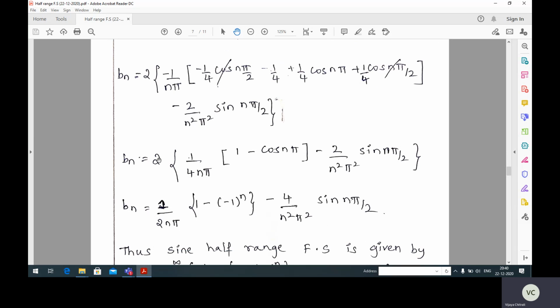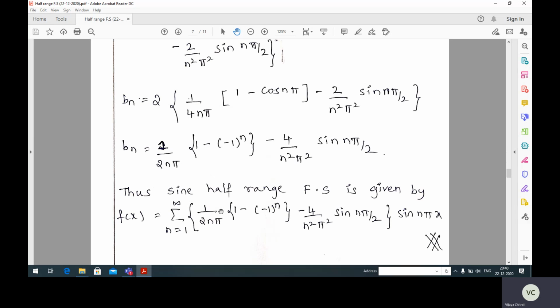And the rest is to multiply this 2 to this and this term. Multiplying 2 to this, 2 ones are 2, twos are 1 upon 2 n pi, 1 minus cos n pi is minus 1 raised to n, minus 2 into 2 is 4 divided by n square pi square sine n pi by 2. Now substitute this in the half range sine Fourier series. So you will get the required answer, right?